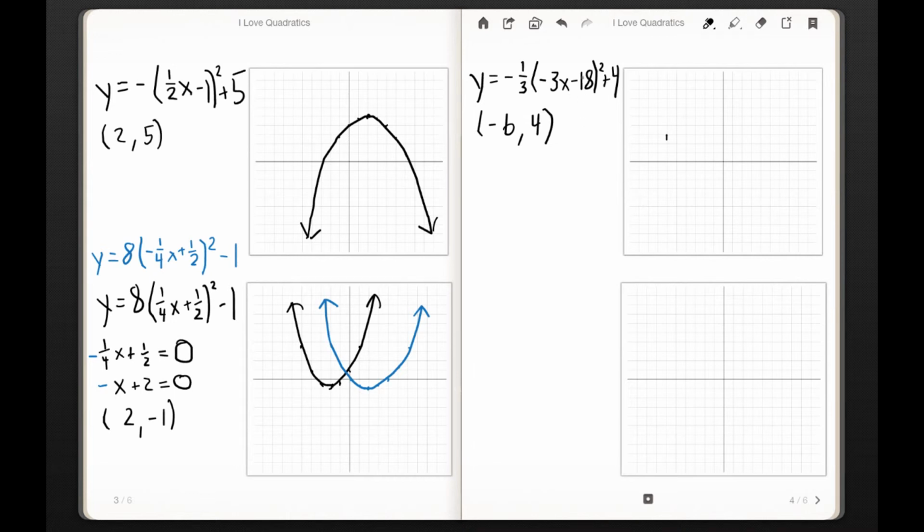Now, what is the steepness here? Well, we have negative 1/3 times negative 3 squared. Negative 3 squared will be positive 9 times negative 1/3 will be negative 3. So we're pointing downward and the steepness is 3. So that's what we start with. When we move over by 1 in x, we start with going down by 3.